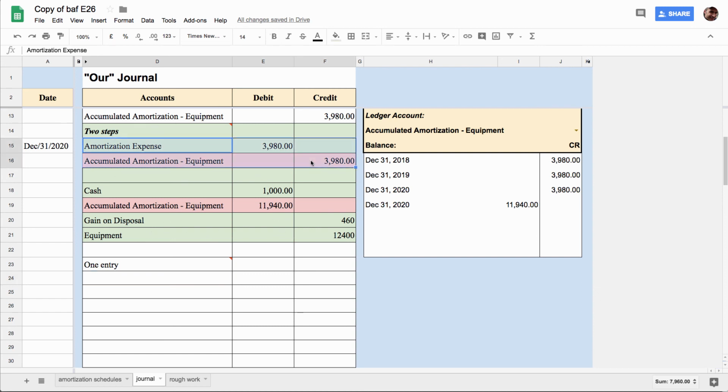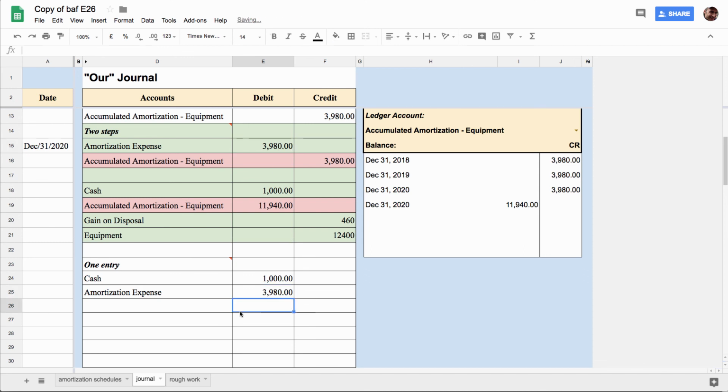Get your amortization for the final year, get it up to date to the date of disposal, get that done and out of the way. Then do your disposal journal entry until you get really smooth with this. Otherwise, it can be kind of tricky. So here's how you would do it in 1 step. You will still get cash. It'll still be $1,000. You will still have to record that last year of amortization. You still have to get amortization up to date. And it's still going to be $39.80 for a full year.